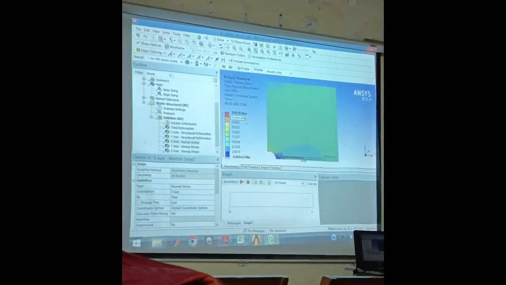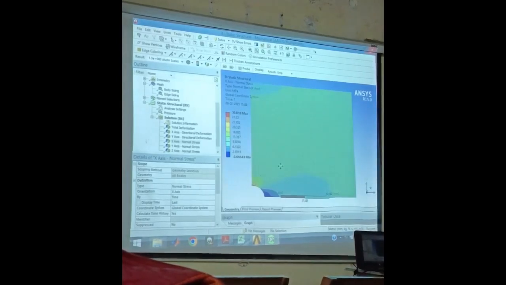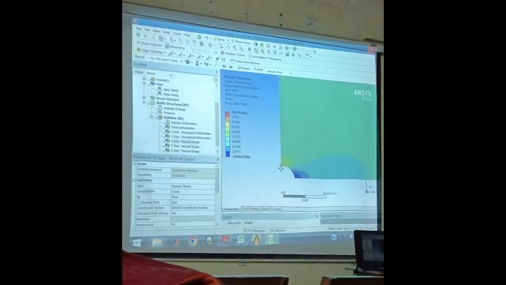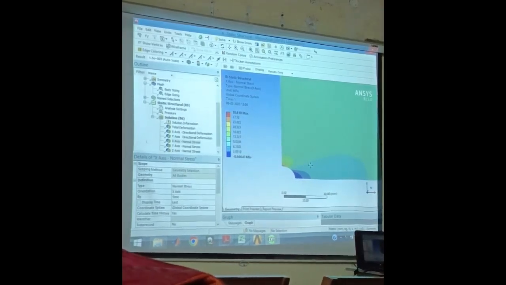So I am looking for sigma x. Sigma x is tangential at this location. This is the most careful case. Sigma x at this location is tangential. Sigma x is the sigma theta, that is tangential for theta 90 degrees here.